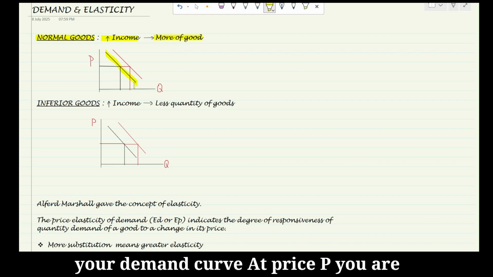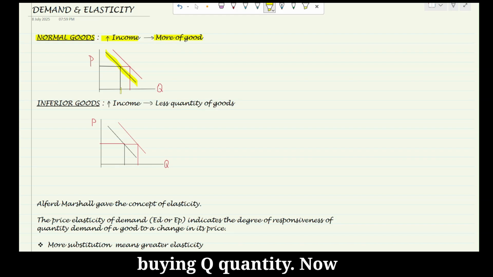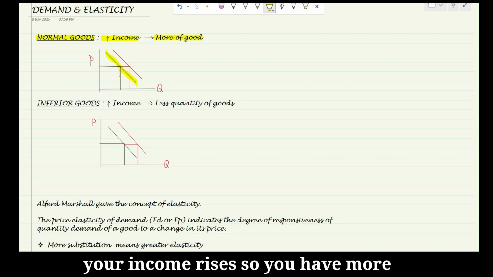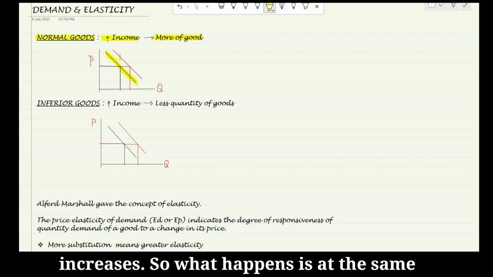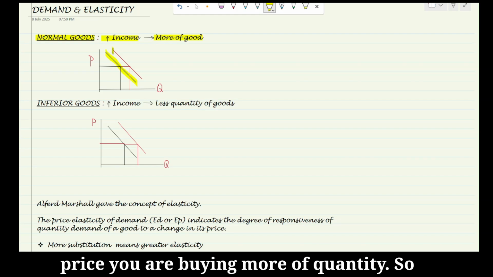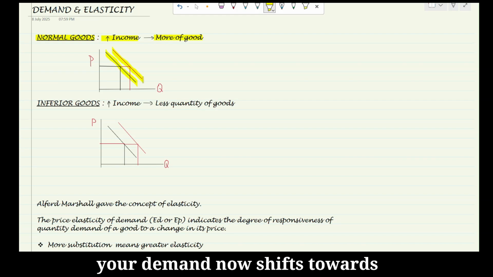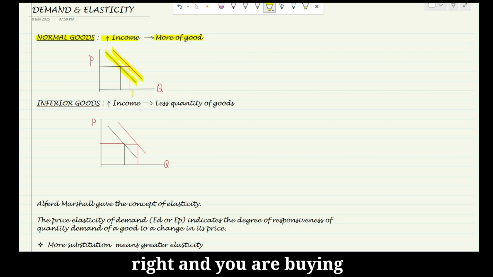Earlier this was your demand curve. At price P you are buying Q quantity. Now your income rises, so you have more purchasing power. Your purchasing power increases, so at the same price you are buying more quantity, and your demand now shifts towards the right and you are buying Q2 quantity.